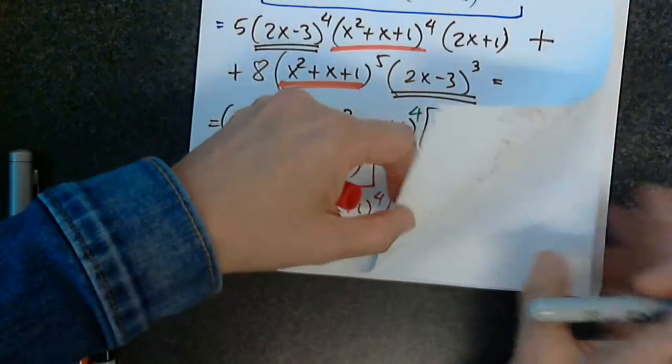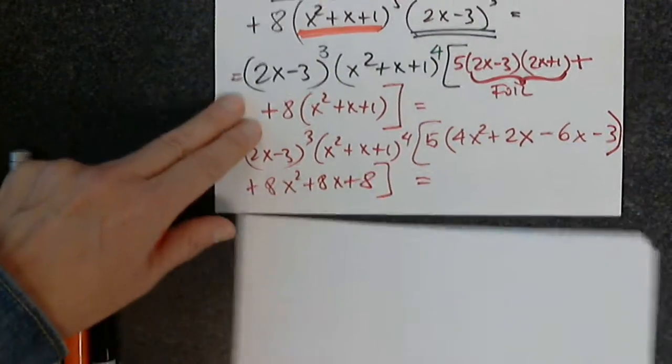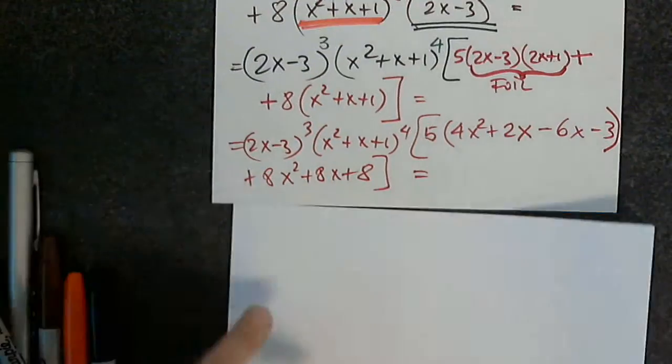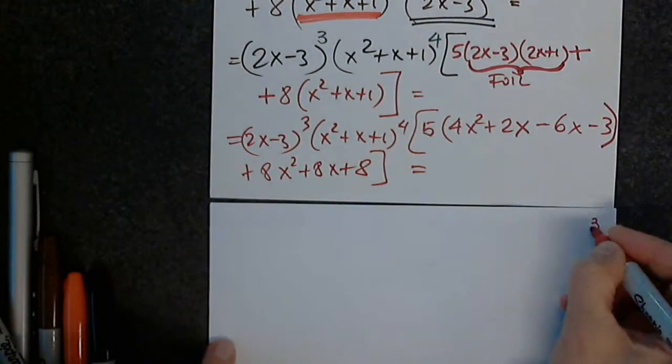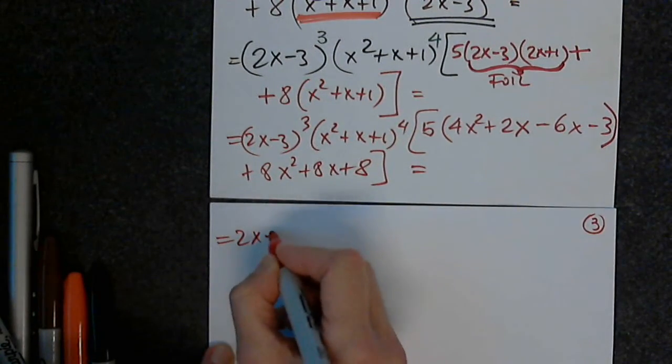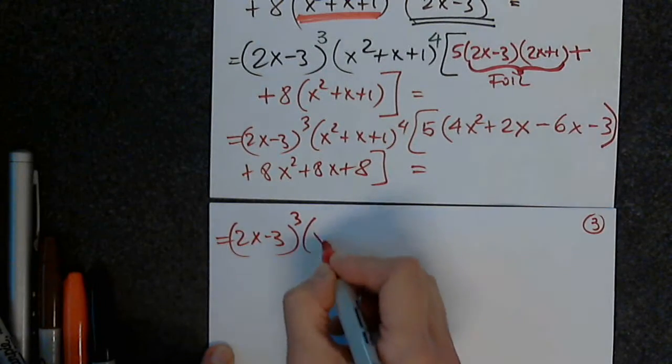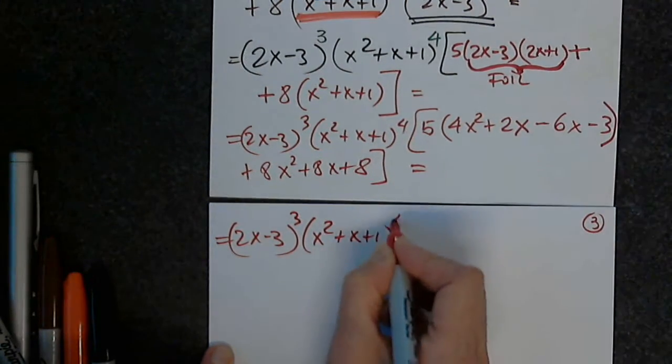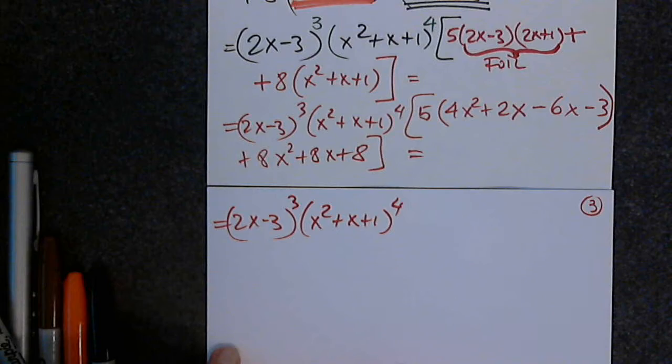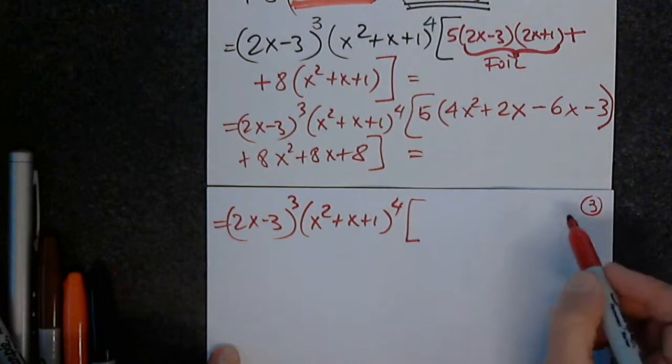So factoring, understanding factoring is really a useful skill to have. So I copy the first factor. I copy the second factor. Nothing changes there. And now let's see if we can simplify in brackets.